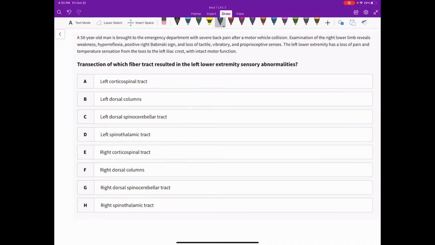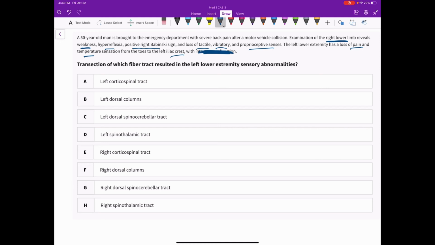Okay, so let's take it home here. A 50-year-old man is brought to the emergency department with severe back pain from a motor vehicle collision. Examination of the right lower limb reveals weakness, hyperreflexia, positive Babinski sign, and loss of tactile, vibratory, and proprioceptive senses. The left lower extremity has a loss of pain and temperature sensation from the toes to the left iliac crest with intact motor function. Okay, at least he has intact motor function.